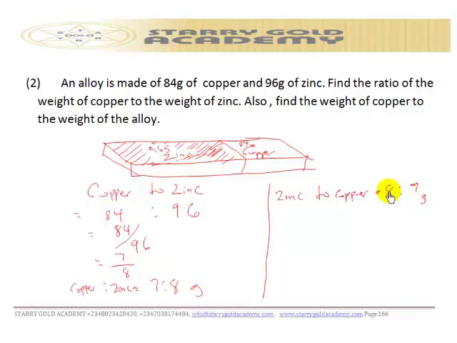A better way you can say it: copper to zinc is 7 grams to 8 grams, while zinc to copper is 8 grams to 7 grams. In other words, we are comparing two quantities here, zinc and copper, and their weight. So that's what ratio is mostly about, comparing quantities.